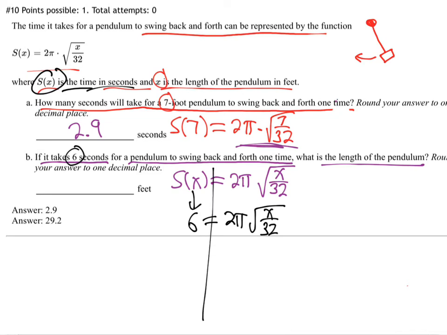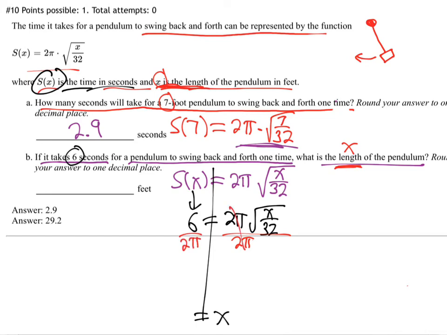So here we have an equation. X is saying, I want to be alone. Get rid of all this stuff. Get rid of this 2 pi and this square root and this 32 so that I can be alone. Solve for x, right? X is the length of the pendulum. Well, okay, let's do it. It's like peeling an onion. Let's start on the outside. Let's first get rid of the 2 pi. Divide by that 2 pi.